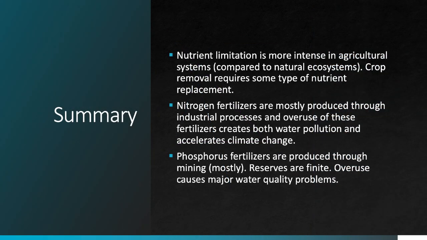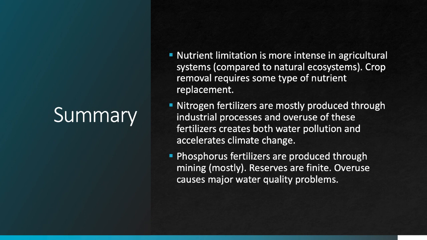To summarize, nutrient limitation is often more intense in agricultural systems than it is in natural ecosystems. And this is because crop removal requires some kind of nutrient replacement. The nitrogen fertilizers are mostly produced through industrial processes, and the overuse of these fertilizers creates both water pollution problems and accelerates climate change. Phosphorus fertilizers are produced mostly through mining, and the reserves that we have for phosphorus are finite, and they'll eventually run out.